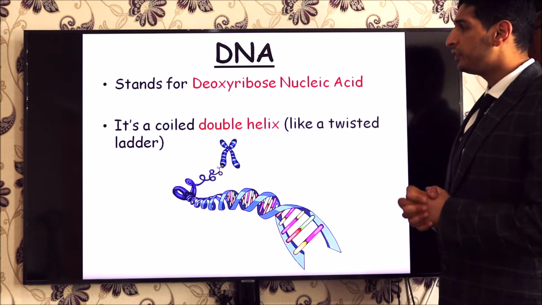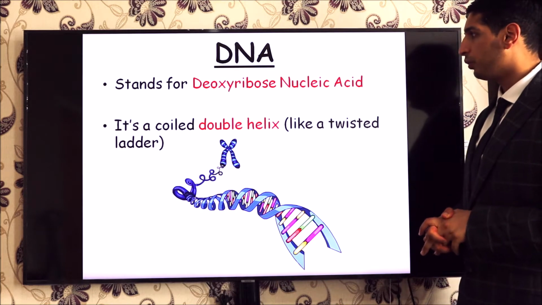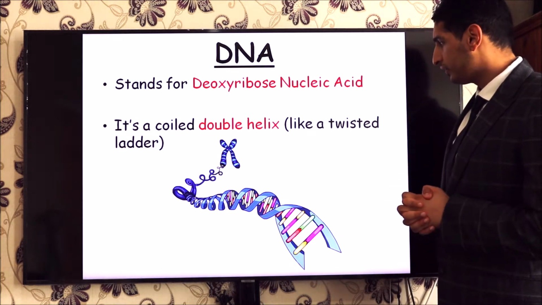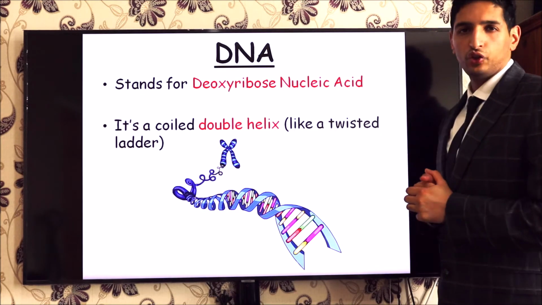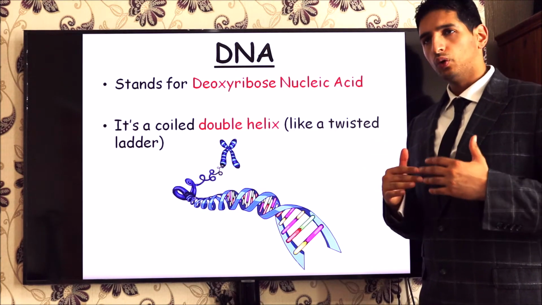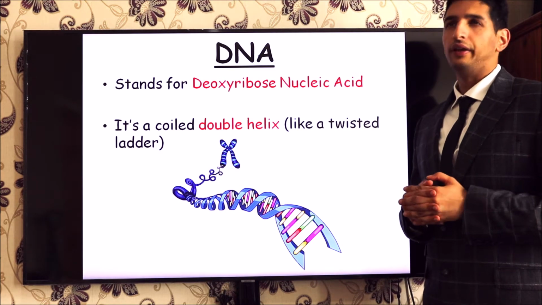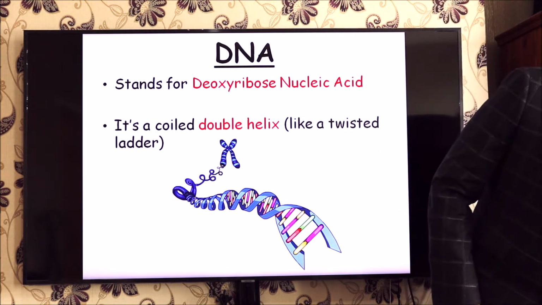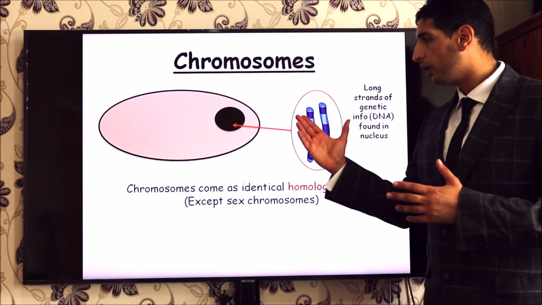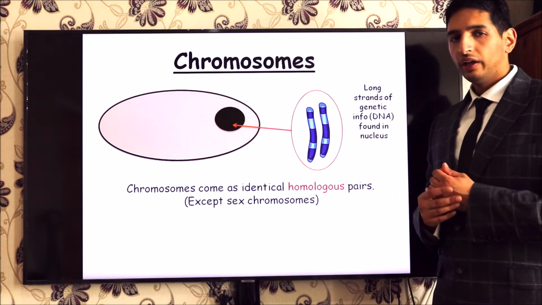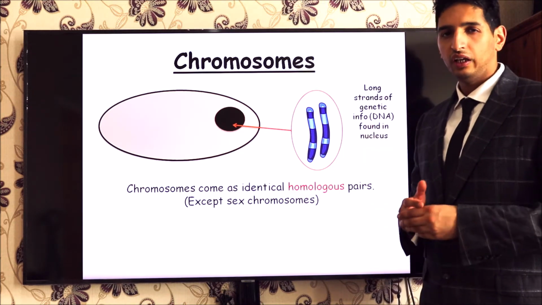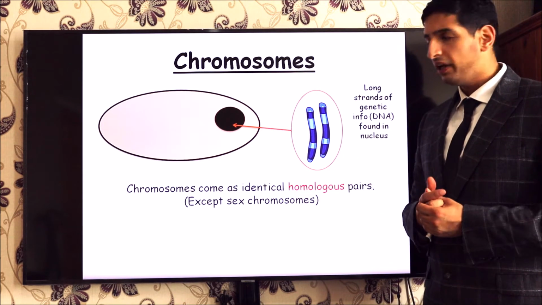Okay, so first of all, it stands for deoxyribose nucleic acid. It is a coiled double helix like a twisted ladder shape, and hopefully by the end of this video you'll be able to understand the structure of DNA. Now, quite a large black dot. It's called the nucleus. Now, the nucleus is very important, controls cell activity, also contains genetic information.